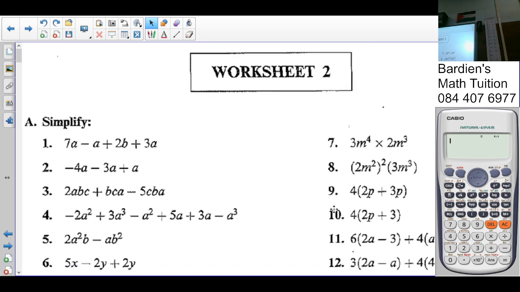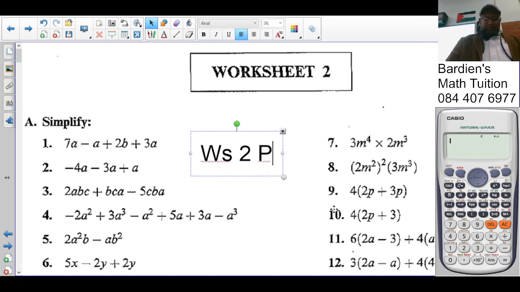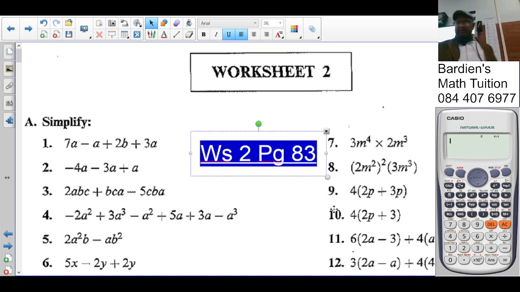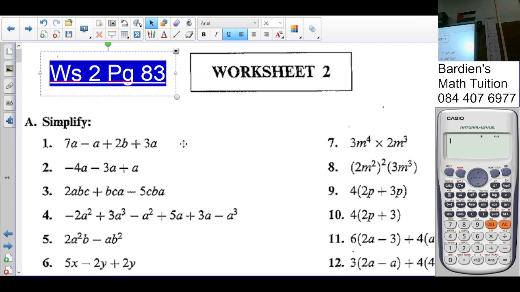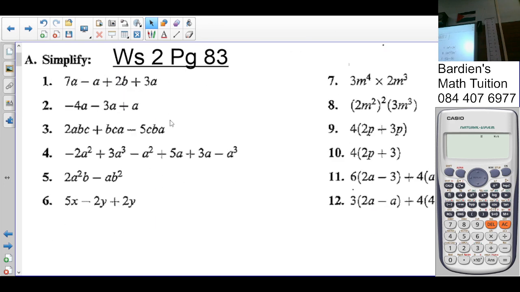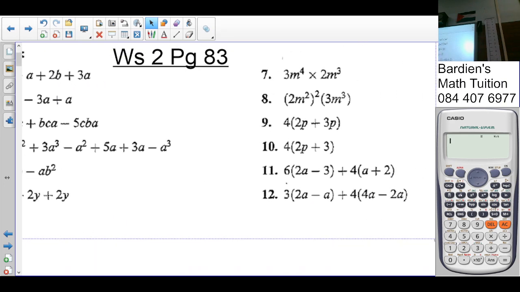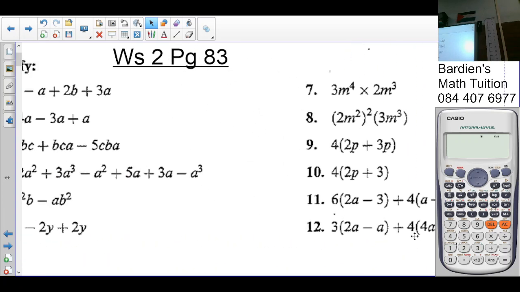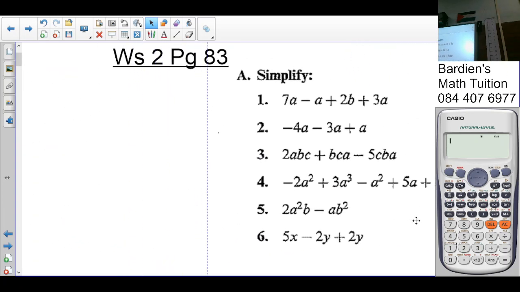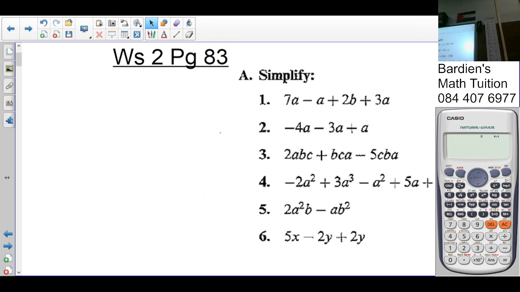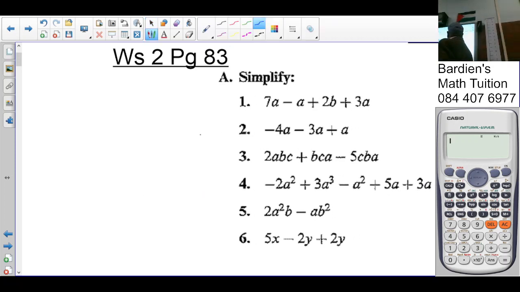And now we're looking at worksheet 2 on page 83. Worksheet 2 on page 83. Okay. The first answer? 9a plus 2b. You all agree with that?